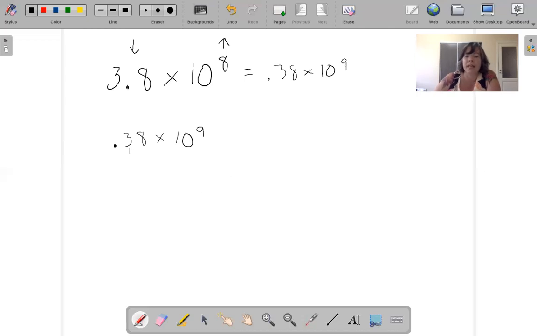I could do it again. I could move it this way. 0.038 times 10 to the 10th. I could do it again. 0.0038 times 10 to the 11th. That's all you have to do.